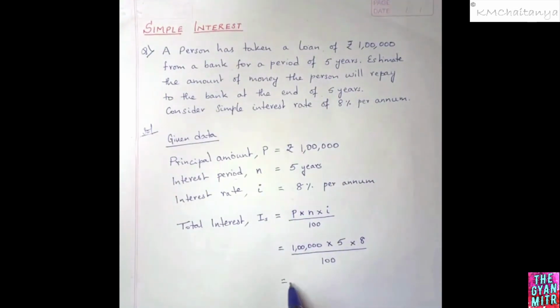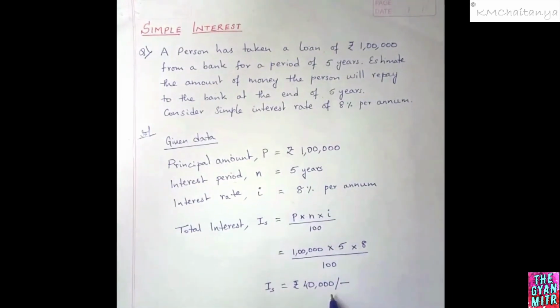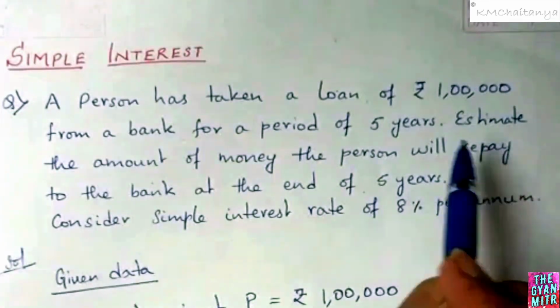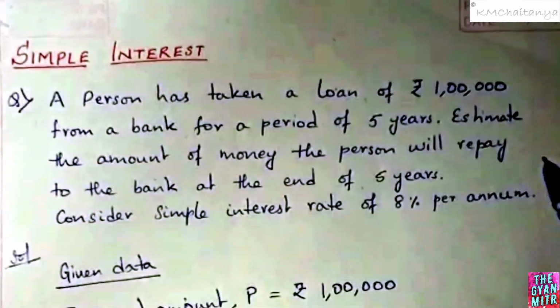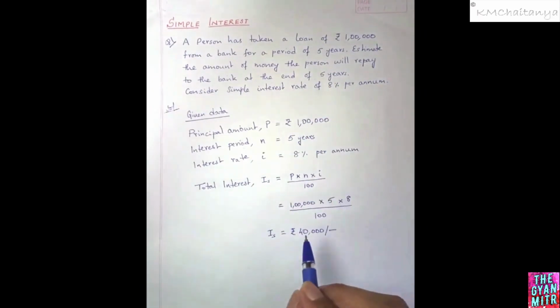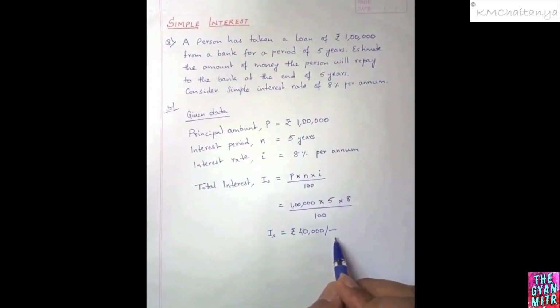So if we solve this, you are going to get the total interest as rupees 40,000. So the total interest he is going to pay for 5 years is 40,000 rupees. But in the question they have asked how much money the person will repay to the bank after 5 years. So after 5 years, what he is going to pay is the principal amount plus the total interest.